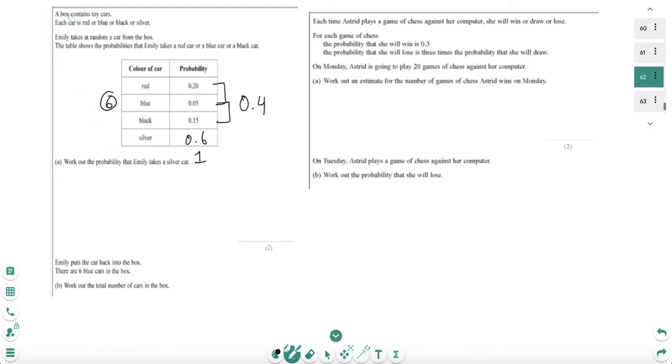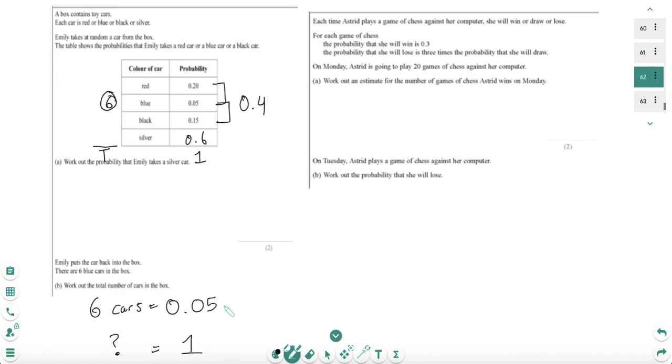Well, we know that 6 cars gives us a 0.05 chance of getting a blue car. And we want to find out how many cars are in total to give us a probability of 1, because 1 means certain chance. That means all the cars, okay? Well, what I do is I say, okay, 6 cars equals 0.05. I want to find out the total number of cars, which is a probability of 1.